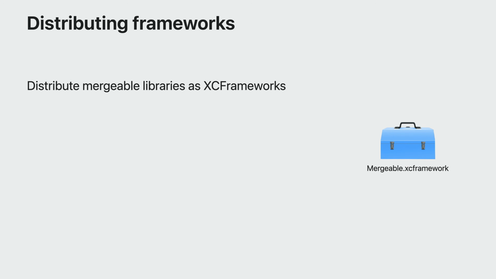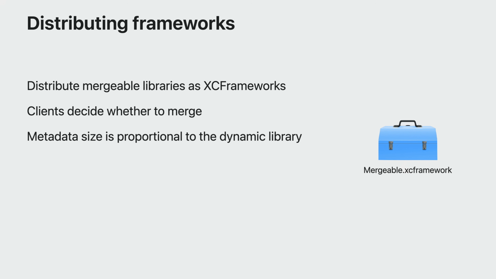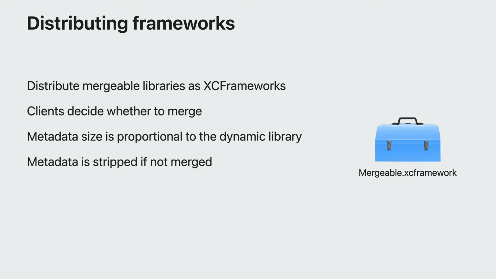I've described how to build and use mergeable libraries in your apps. But what if you want to ship a mergeable library for others to use? You can do this by creating an XCFramework in the Swift Package Manager or in Xcode. This allows you to build the framework, including its metadata for distribution. When other developers use the framework, they can decide whether to enable merging. Mergeable metadata roughly doubles the size of the dylib. This doesn't impact the size of an app because metadata is discarded along with the mergeable library after building the app. Otherwise, that metadata does get stripped to prevent bloat when embedding them in apps.